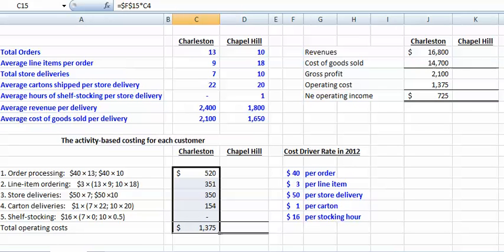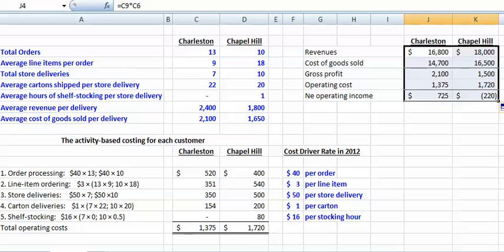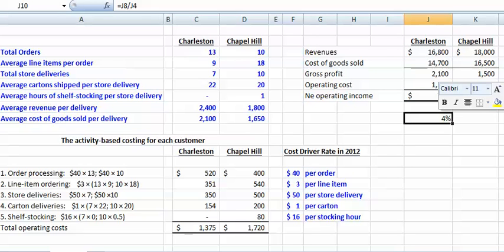$725. We can now go ahead and calculate the cost of serving Chapel Hill. I can copy my formulas across for the Chapel Hill, and we can see that the cost of servicing Chapel Hill Pharmacy appears to have negative net operating income. In terms of a margin, 725 divided by 16,800, we've got a 4.3% margin for servicing Charleston versus a minus 1.2% margin for servicing Chapel Hill.